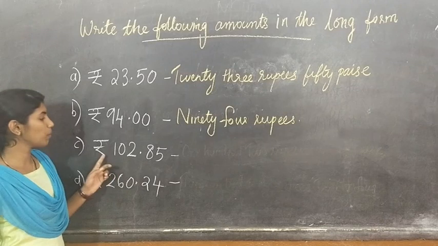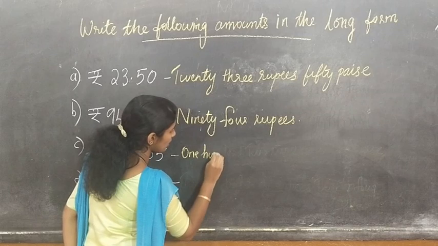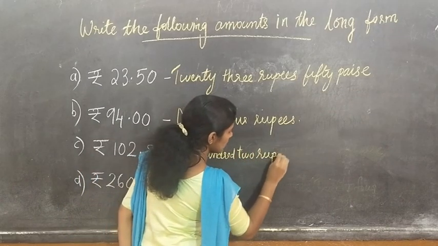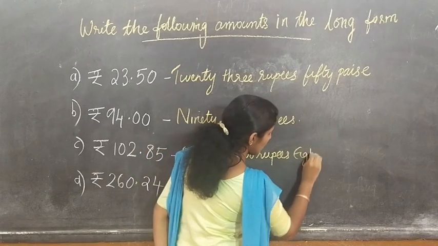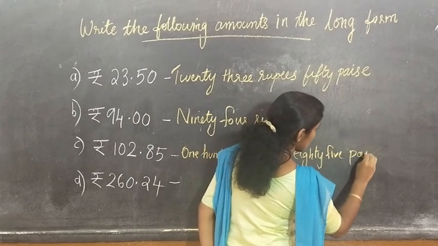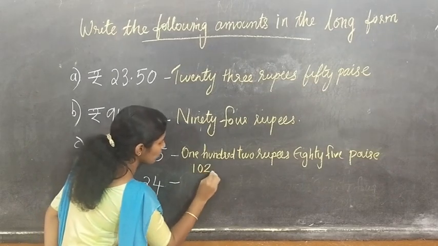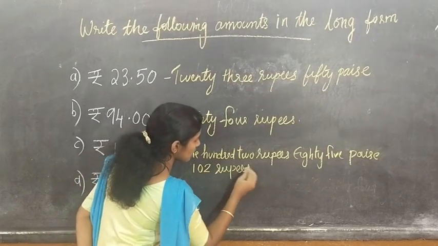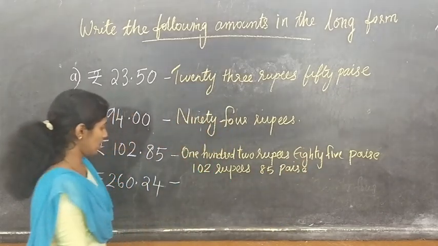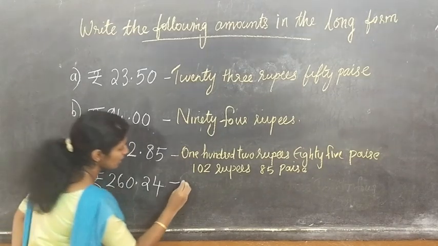Then, 102 rupees 85 paise. That is 102 rupees 85 paise. Or we can write it like this: 102 rupees 85 paise. Then D, 260 rupees 24 paise.